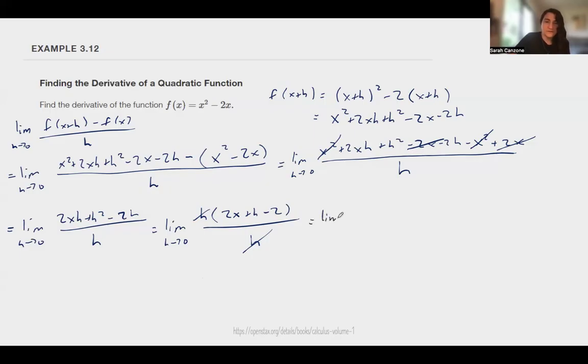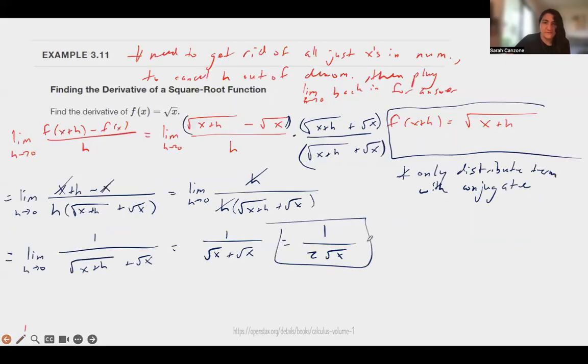So this is equal to the limit as h approaches 0 of 2x plus h minus 2. And the last step is just going to be plugging in 0. Well, here's an h. You plug in 0, you just get 2x minus 2 for your answer. And again, this is the general derivative. And so we'll call this equals f prime of x. That is your general derivative. And I'll do the same thing for this one. This is your f prime of x. This is your derivative function.